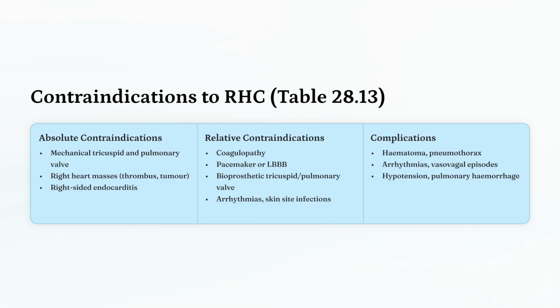It is important to be aware of contraindications. Absolute contraindications include the presence of right heart masses or mechanical valves in the tricuspid or pulmonary positions. Relative contraindications involve factors like coagulopathy, pacemakers, or active infection at the site, which require careful clinical assessment and risk-benefit analysis before proceeding.